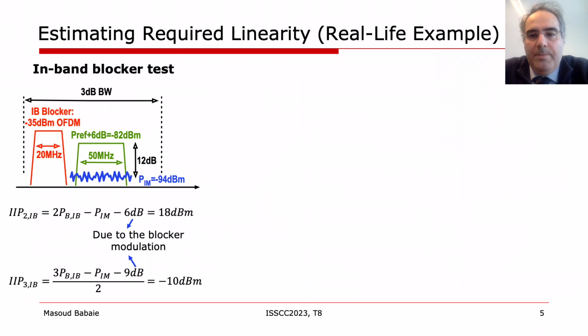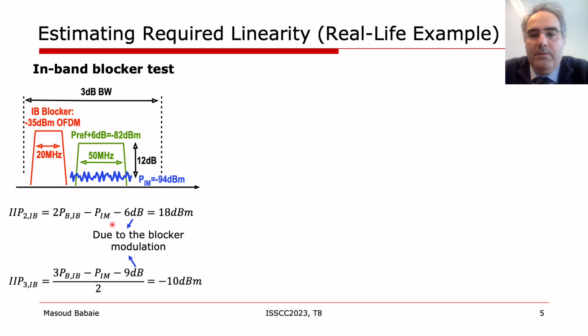Different in-band and out-of-band linearity requirements of the receiver can be calculated by considering different blocking scenarios in the standard. For example, for 5G local area base station applications, we have the following tests. The first one is the in-band blocking test, where the desired signal is 6 dB above the reference sensitivity and a modulated in-band blocker with -35 dBm of power and 20 MHz bandwidth is also present. We can use these two well-known equations to calculate the required in-band IIP2 and IIP3 of the receiver.